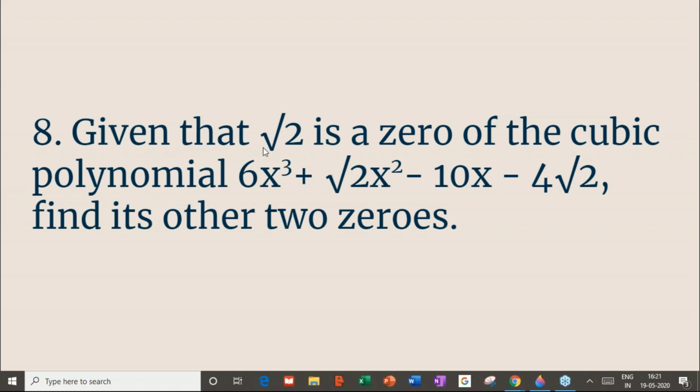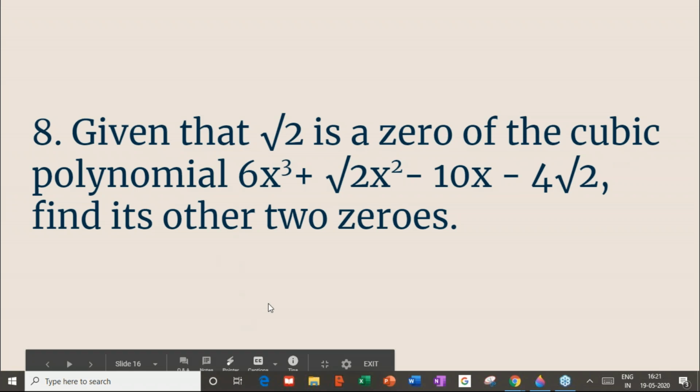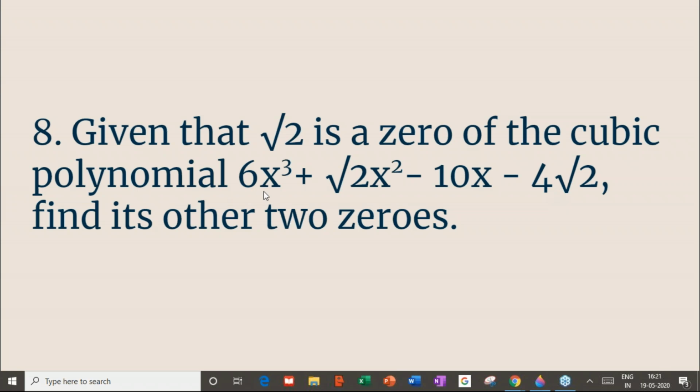Okay, guys, so root 2 is a zero of the cubic polynomial, which means x minus root 2 is equal to 0. You can say that x is equal to root 2 or x minus root 2 is equal to 0. So now divide p of x, which is 6x cubed plus root 2 x square minus 10x minus 4 root 2, by x minus root 2. You will get a quotient. Let me know what the quotient is.